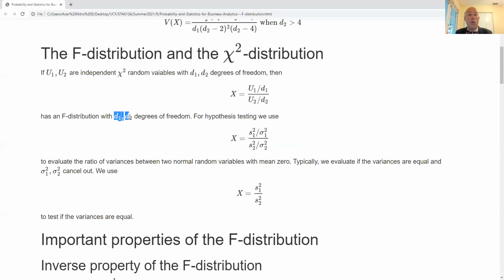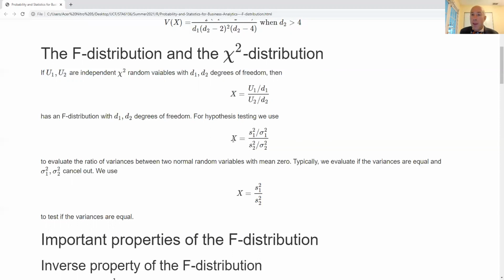with D1, D2 degrees of freedom. All right, so how we're actually going to use this for an F-test is that we are going to take our sample variance divided by the population variance, and then take the fraction of those two fractions. This is going to be how we address the ratio of the variances. Okay, now that's the ratio of the population variances.